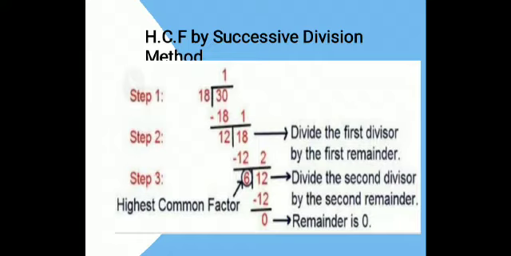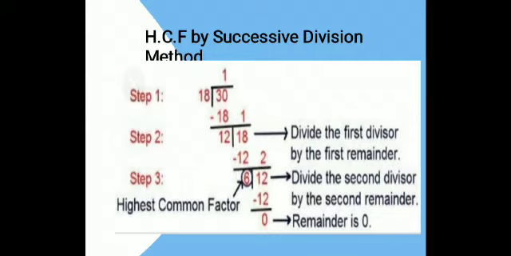Now in the second step, we'll divide the first divisor by the first remainder. So here the first divisor is 18 and the first remainder is 12. So we'll divide 18 by 12. Again we have got 12 ones are 12 and the remainder is 6. Now in the next step, we'll divide the second divisor by the second remainder.